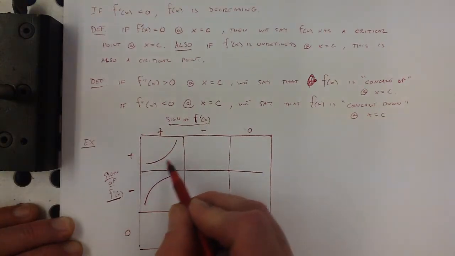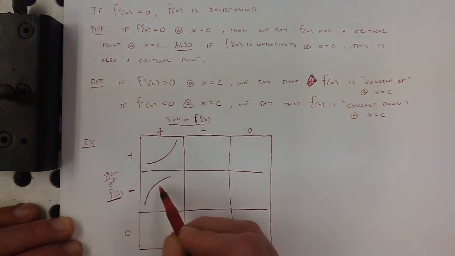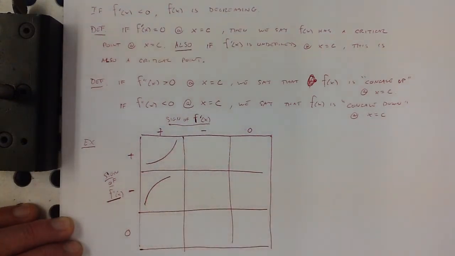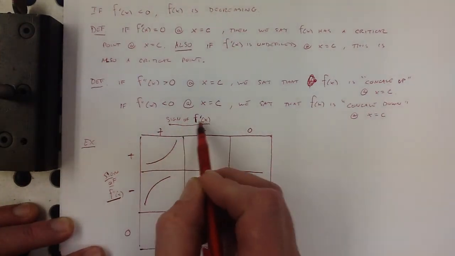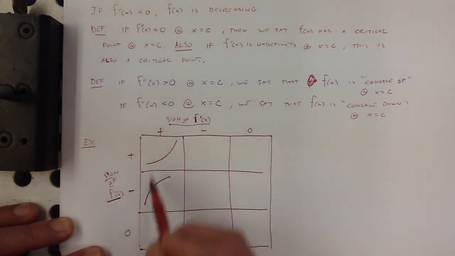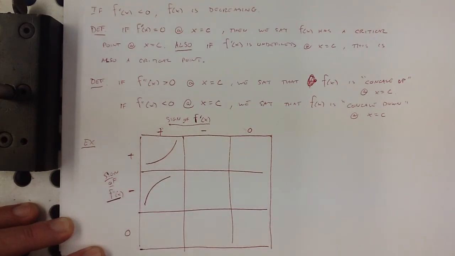Right? So those are both increasing. This is increasing concave up. This is increasing concave down. All right? And then what if it's increasing, but the second derivative is 0?